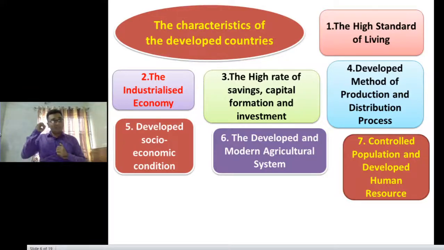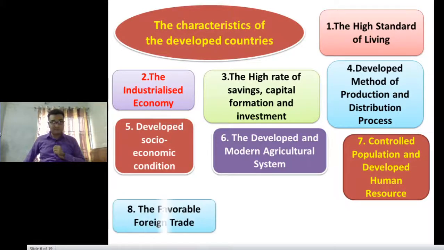Okay, so these are the characteristics of the developed countries. Dear students, now I'm going to discuss the next characteristic, that is the favorable trade rate. At first you have to understand what is called the favorable trade rate. Favorable trade rate means exports will be higher than imports, and in this type of countries we can see this type of foreign trade. So this is one of the characteristics.